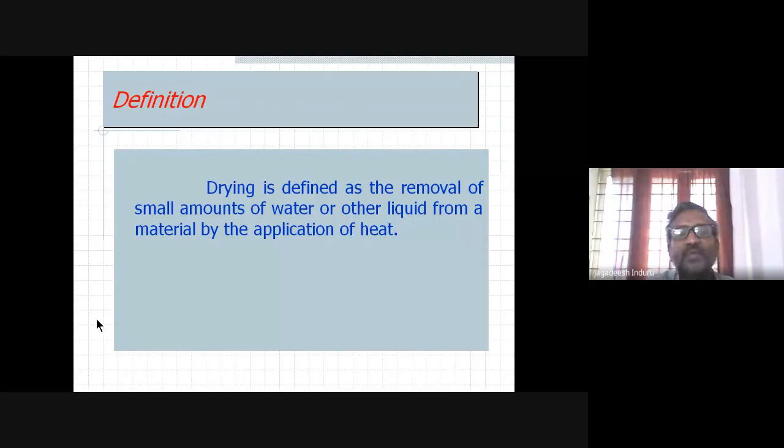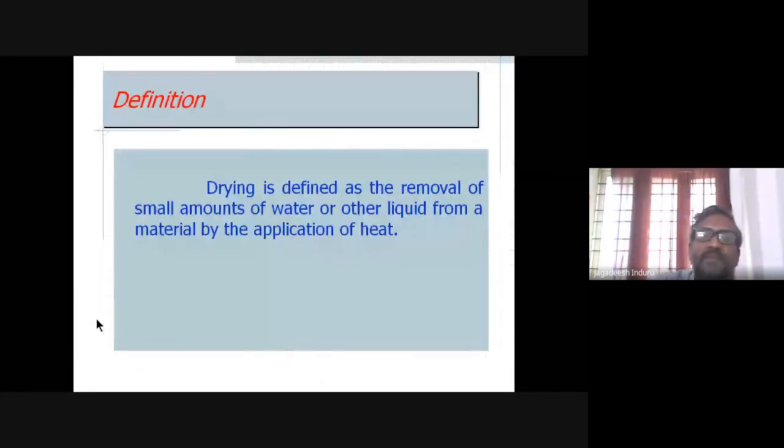Another one is you need to put in the definition small amounts. If you don't write these small amounts, then your definition is going to be wrong. It will be merged with evaporation. So don't do that. So drying is defined as the removal of small amount of water or other liquid. So other liquid is also required to be mentioned because sometimes we are going to have other than water also as our solvent. How we are doing it: by the application of the heat.